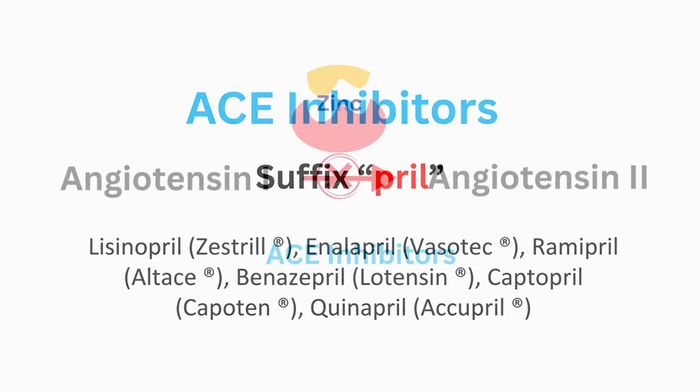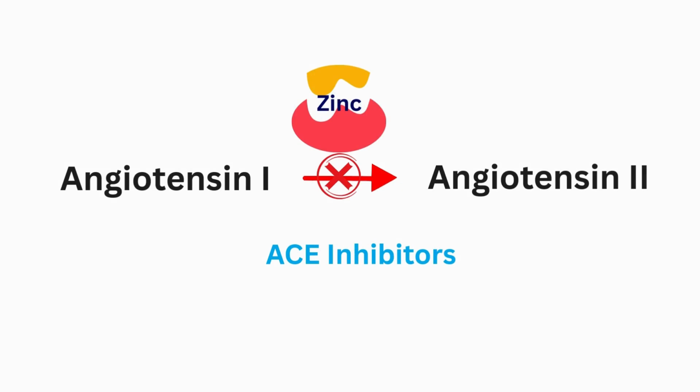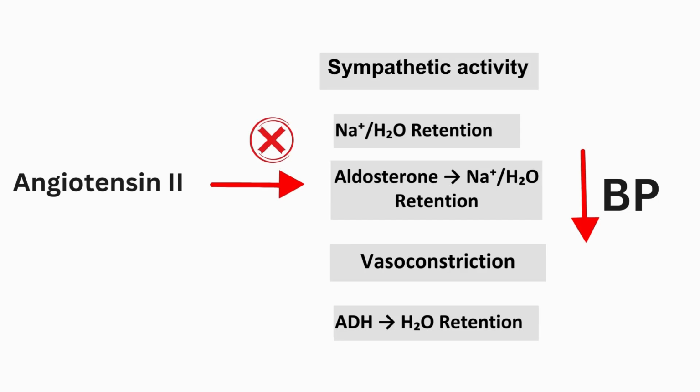So ACE inhibitors, as the name suggests, block the angiotensin converting enzyme, or ACE. ACE is responsible for converting angiotensin I into angiotensin II. Angiotensin II is a very potent vasoconstrictor, meaning it makes the blood vessels narrower. It also stimulates the release of aldosterone, which causes the kidneys to retain sodium and water, and all of these actions contribute to increasing blood pressure. So by blocking ACE, you decrease the production of angiotensin II and reduce these effects.